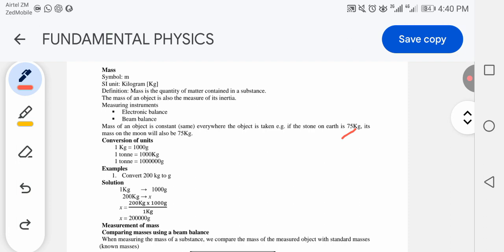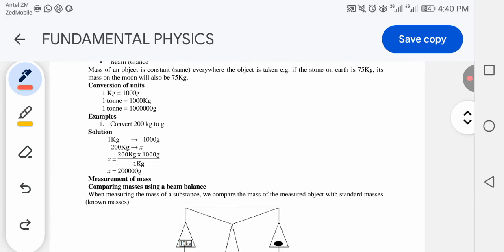If you want to convert units here, how do you convert kilograms to grams? Simply say 1 kg means 1000 grams. And when they say 1 ton, what they are trying to say is that you have 1000 kilograms. That's the language of physics when dealing with mass.